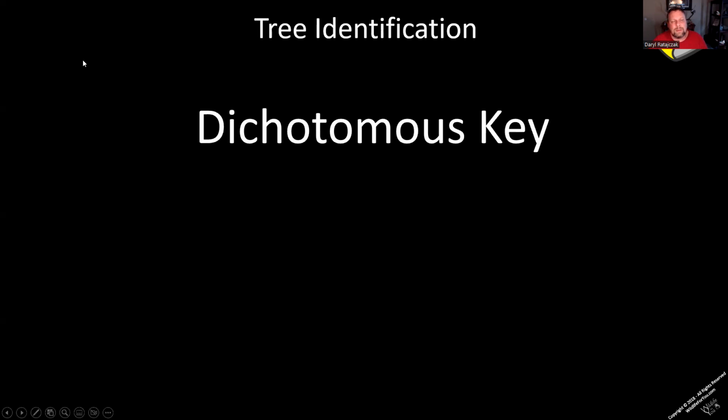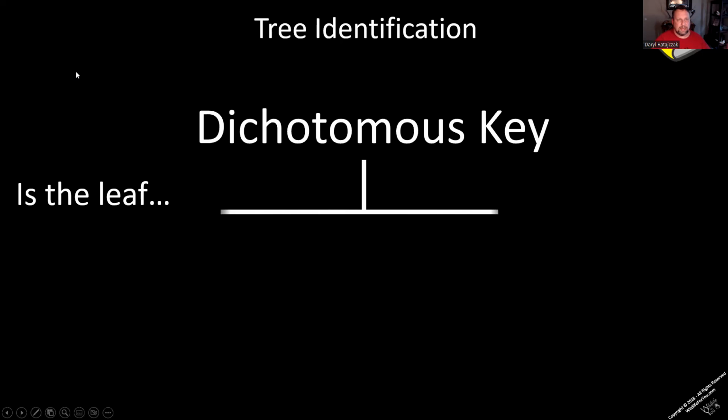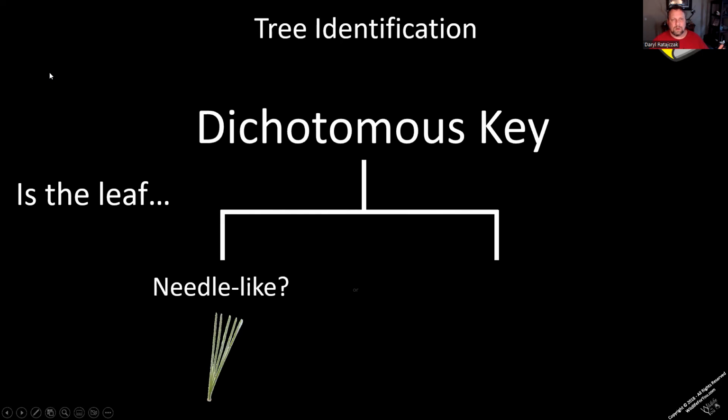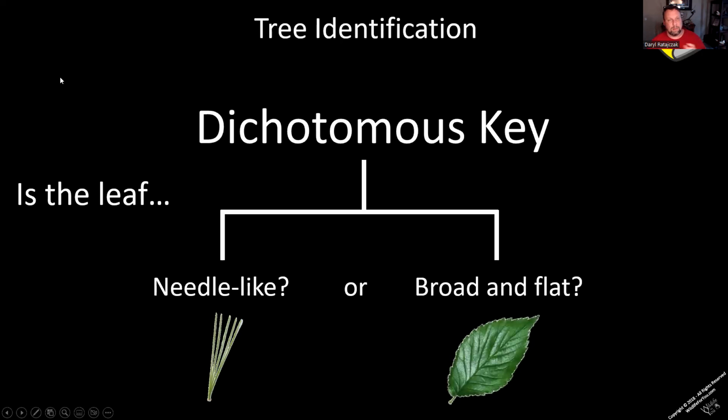So for example, you could get a tree guide for your area, and the first question may very well be, is the leaf like a needle, or is the leaf a broad, flat leaf? Literally, what they're trying to find out is, is it a pine tree or is it a deciduous tree? Or is it a conifer or deciduous?